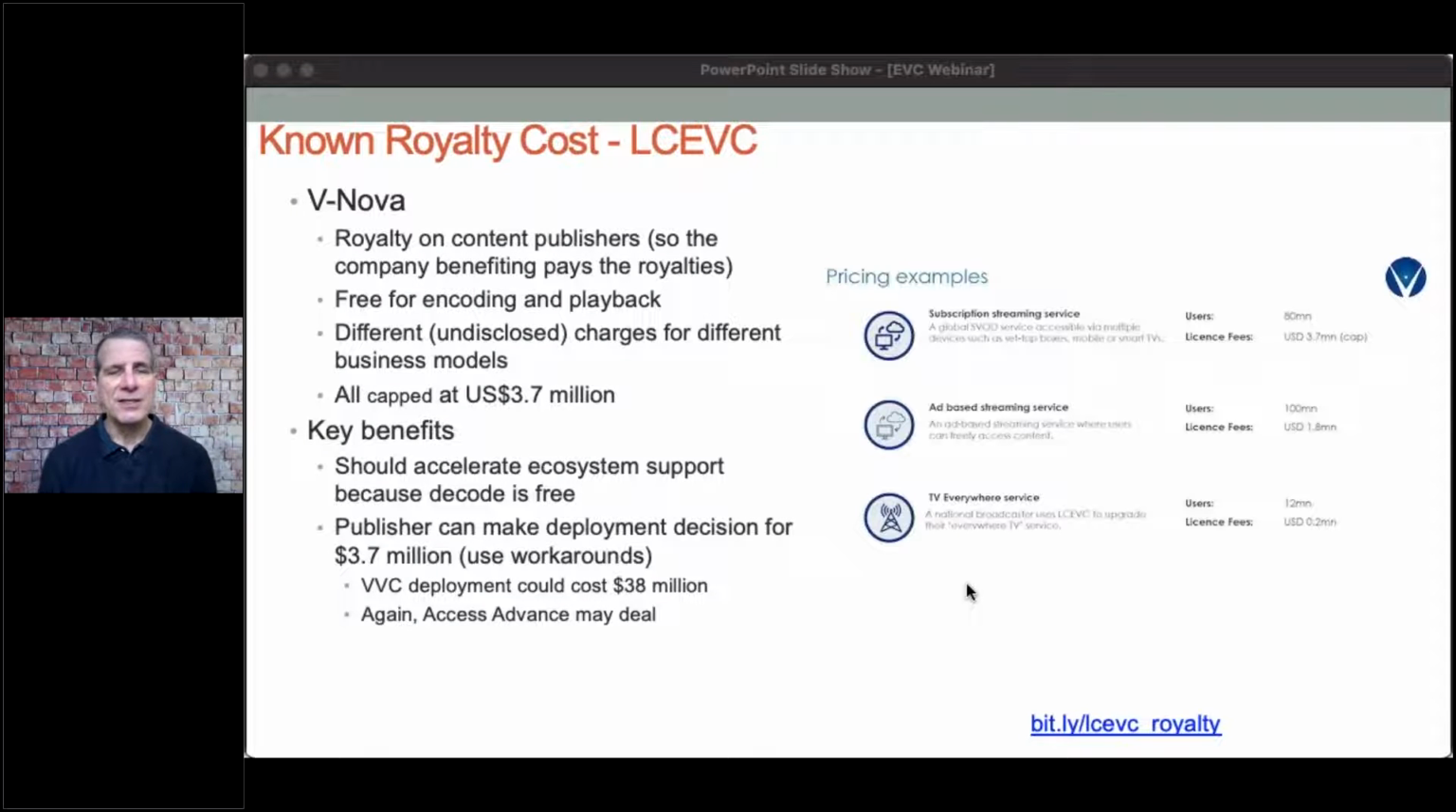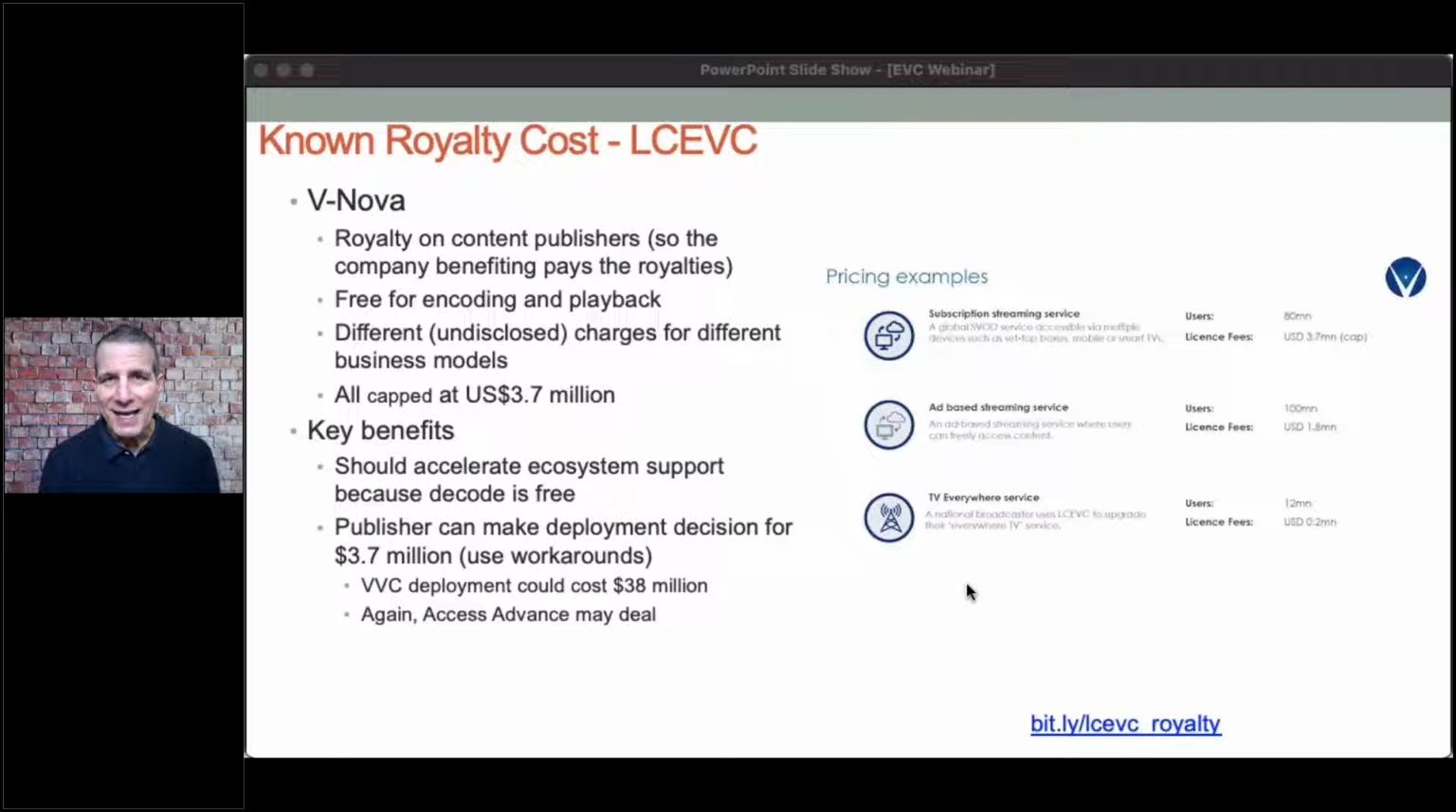And then LCEVC, again, I think the royalty structure that they chose to distribute was one that was very friendly to the companies who were going to have to implement the encode and the decode. So the royalty is on the publisher. It's a different rate depending on the type of publisher that you are, but the annual cap is going to be 3.7 million. So if you're Netflix, you want to distribute LCEVC everywhere, or you're Facebook or Amazon, it costs you $3.7 million a year.